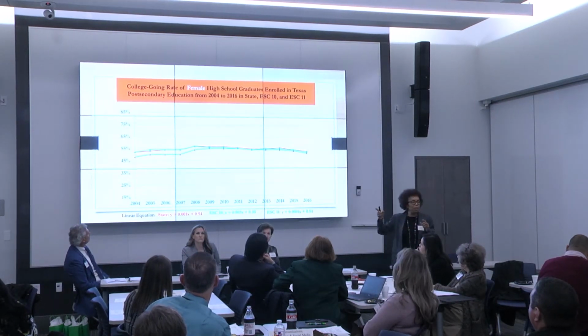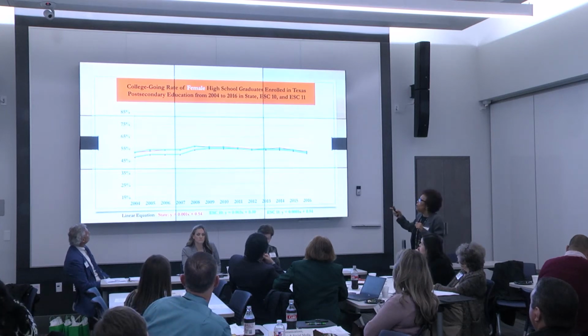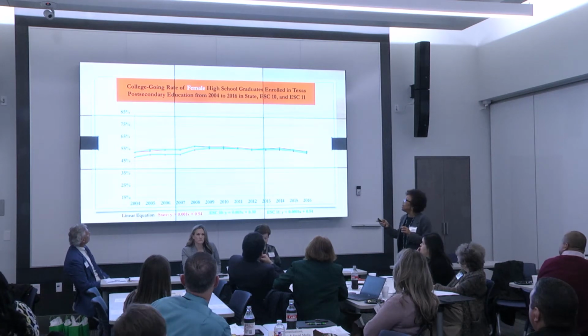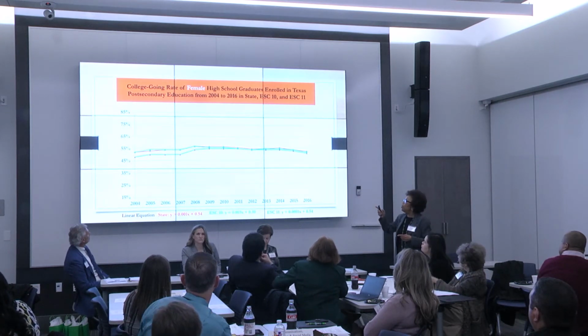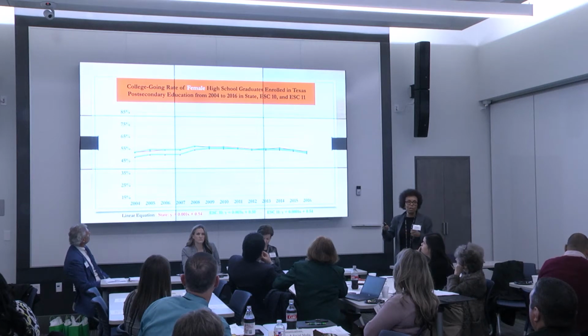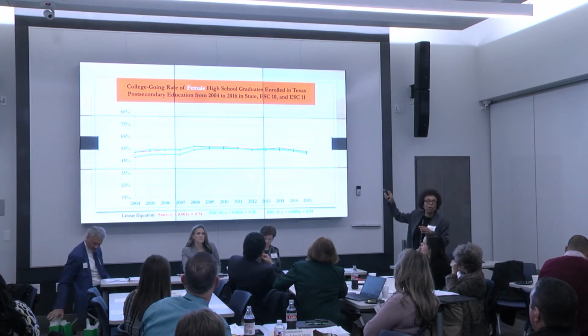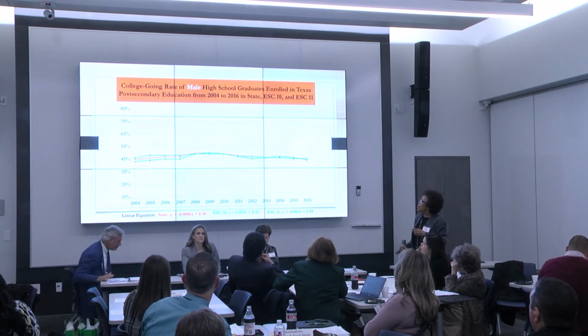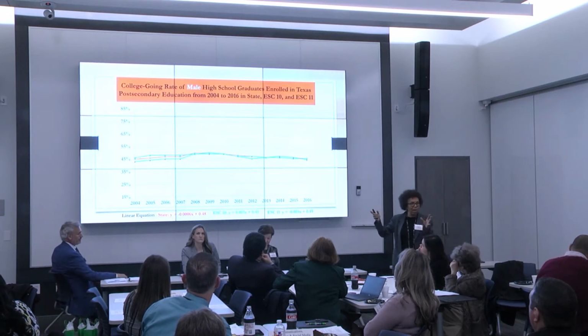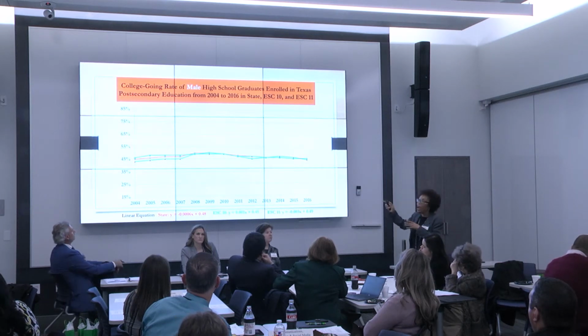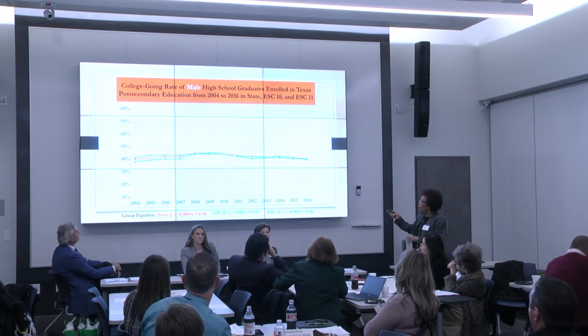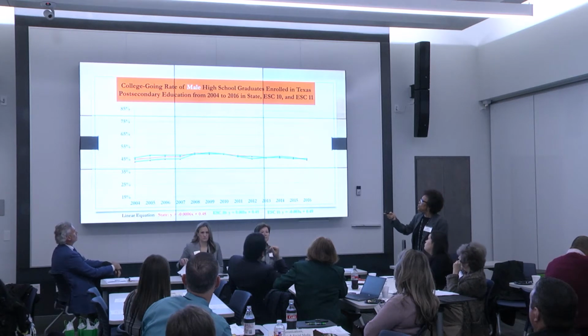This is another one that gives you a little bit more of an idea of what we're talking about. College-going rate of female high school graduates enrolled in Texas. We have them by gender, and we can at least get a picture on this graph as to where enrollment in post-secondary education was going during that period of time. We also have separately males during that period and where they're going, in the line graph that you see here.